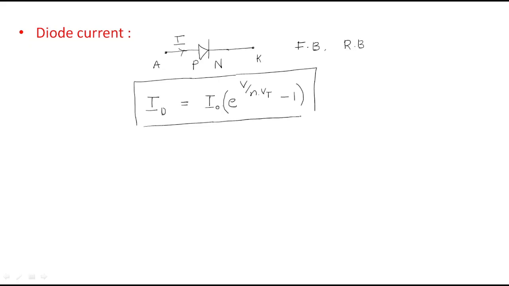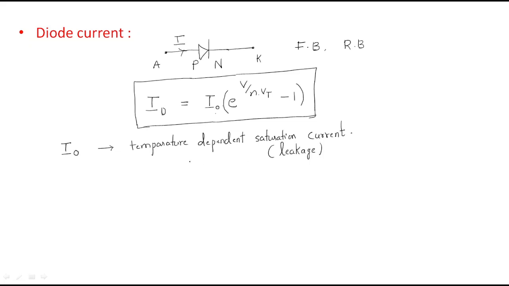We will discuss each and every term in the diode current. The first term, I naught, is the temperature dependent saturation current. As the name itself says, this is the saturation current. Saturation current we can also call the leakage current. In reverse bias it is possible, and it depends on the temperature. So temperature generally affects the diode current. That's why this is I naught.